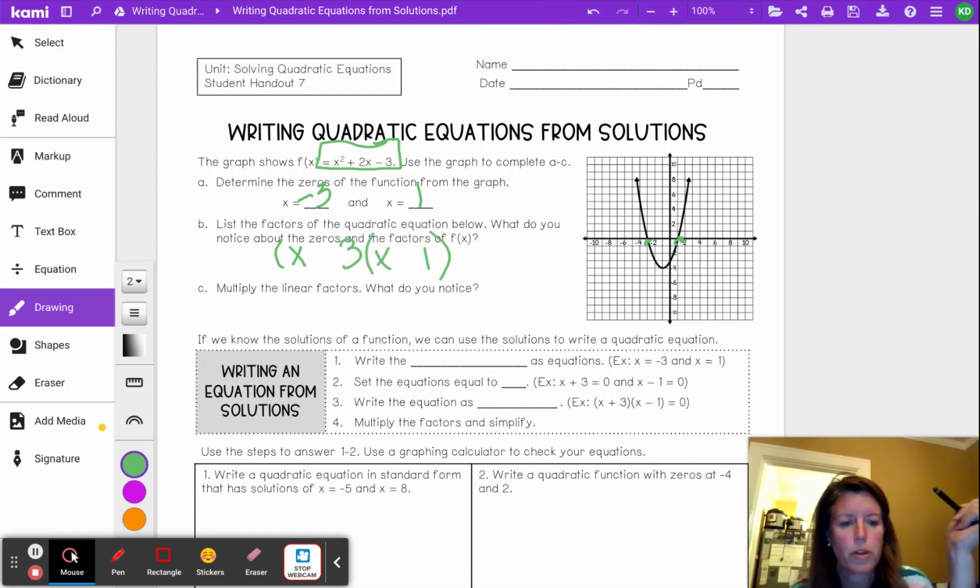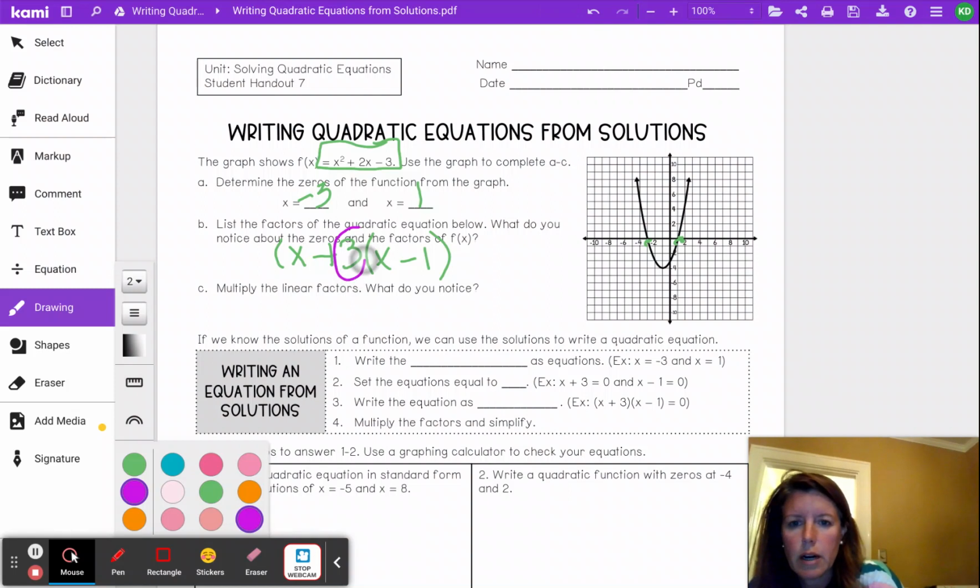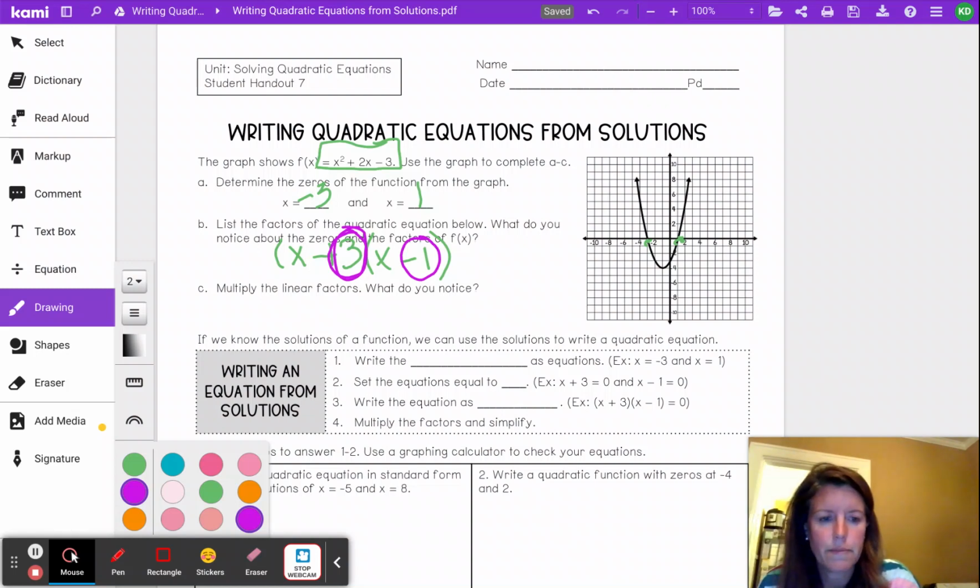We just have to come up with our signs. One has to be negative and one has to be positive because it's -3. But to get us to +2, that would be +3 and -1, because 3 minus 1 is +2, and 3 times -1 is -3. So if we look at those factors, we've got +3 and -1. It's just opposite signs from the zeros.